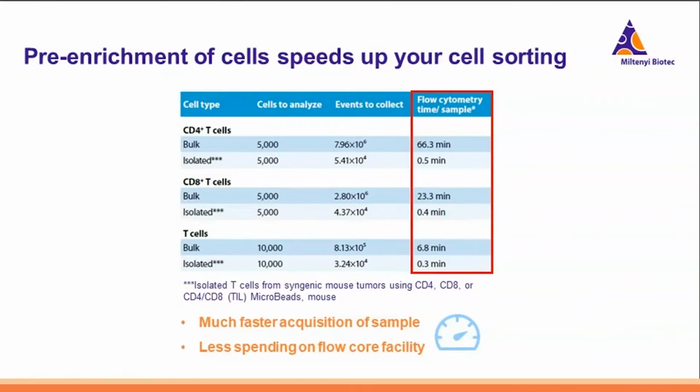When we sort more than one sample, this time really adds up. It can end up in very long time periods for our sorting and analysis process, which is something that you want to avoid when performing gene expression analysis. But if you pre-enrich your samples, you will be able to acquire all the samples in much less time.